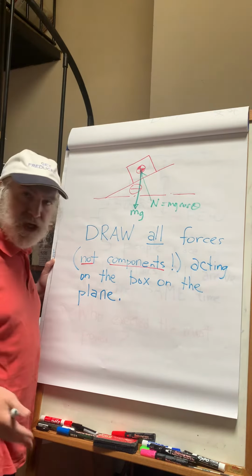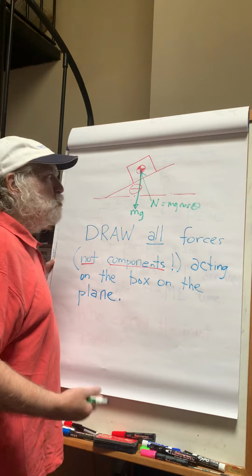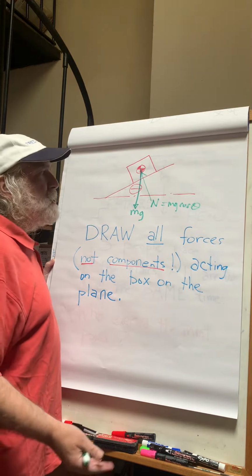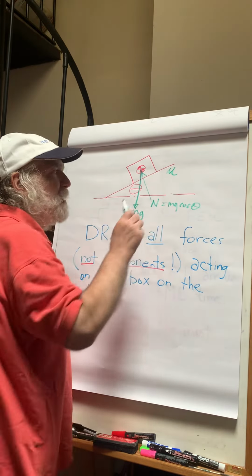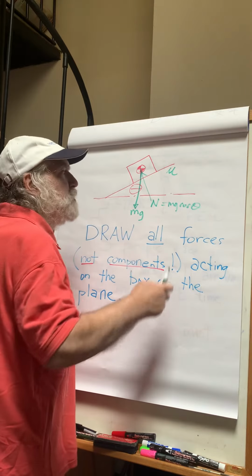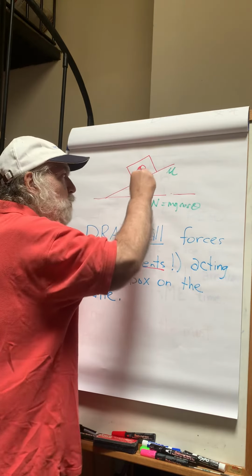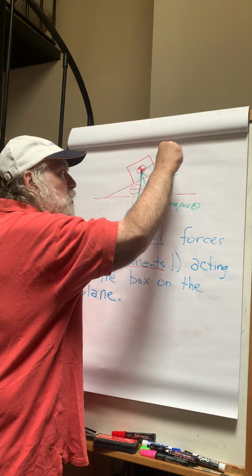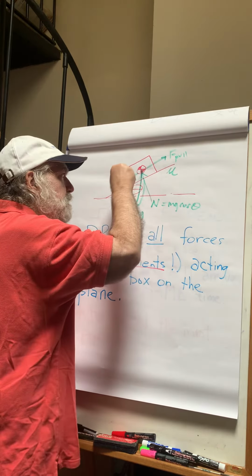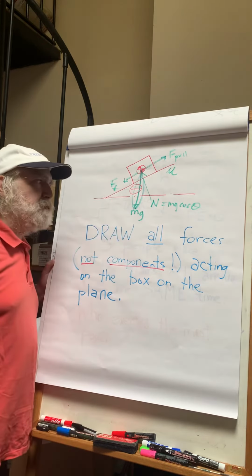If they said you were pulling the box up the ramp, draw all the forces. You would need to know whether there was friction. So let's suppose that it asked for friction and you're pulling the box. We'd have this force, F pull, and force friction would be three forces.